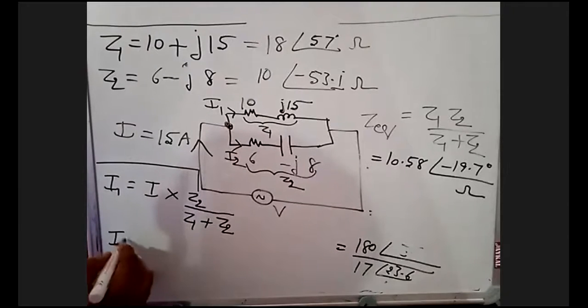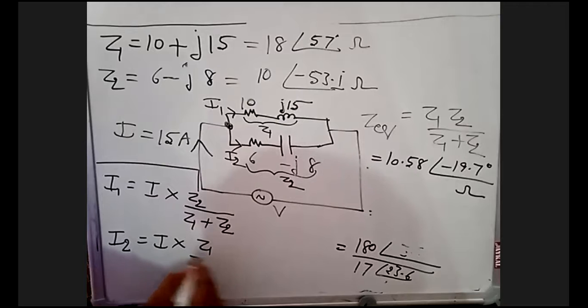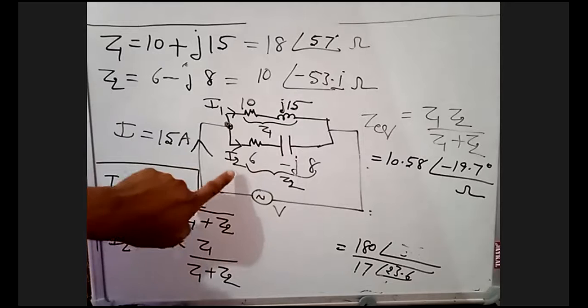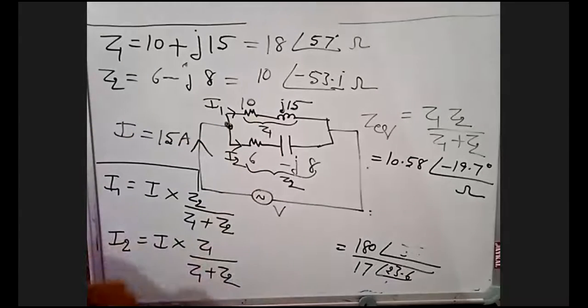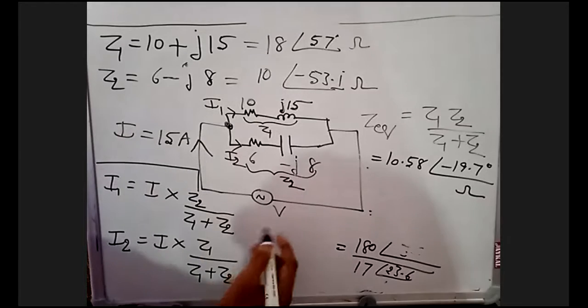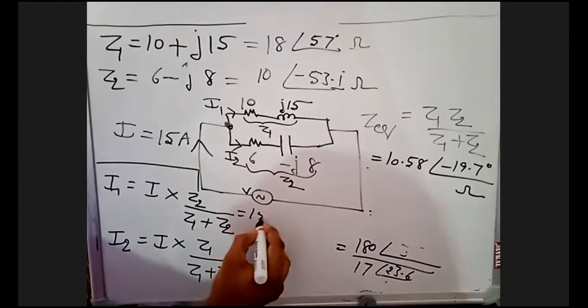Similarly, I2 is equal to total current into opposite branch impedance by total impedance. I2 is flowing in Z2. The opposite branch for Z2 is Z1, so Z1 by Z1 plus Z2. Now your total current is 15.